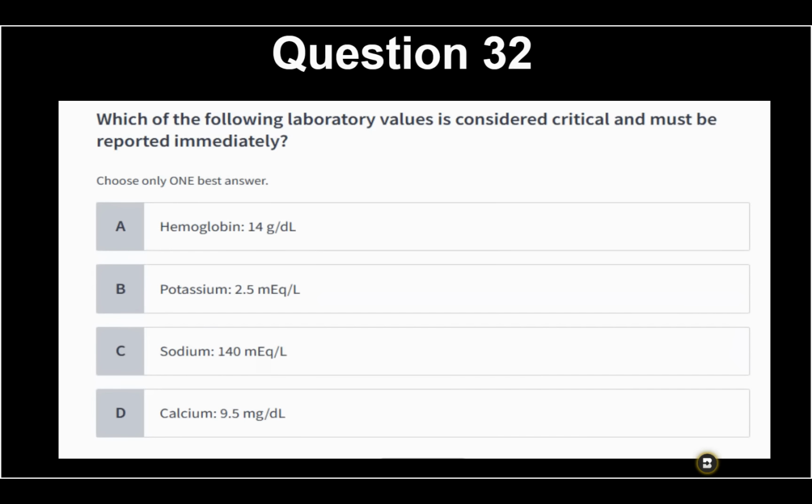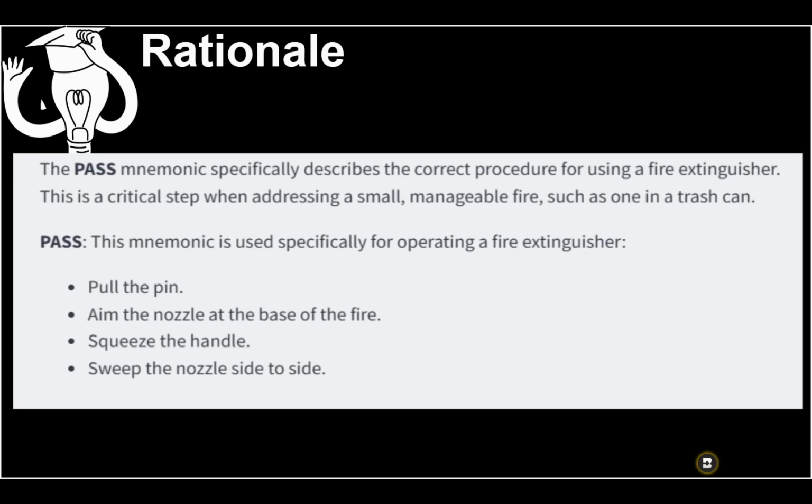This is a critical step when addressing a small, manageable fire, like one inside of a trash can. Now, the PASS mnemonic stands for P, pull the pin, A, aim the nozzle at the base of the fire, S, squeeze the handle, and S, sweep the nozzle from side to side.